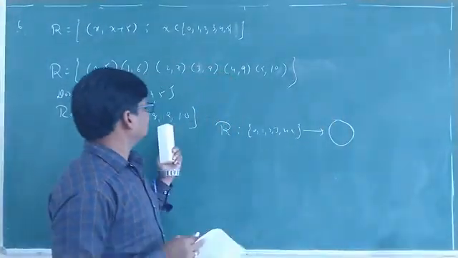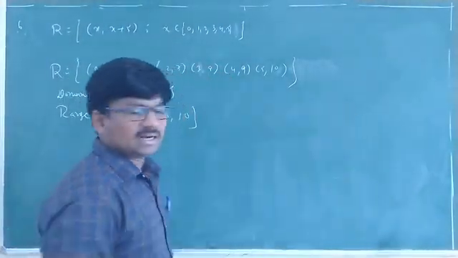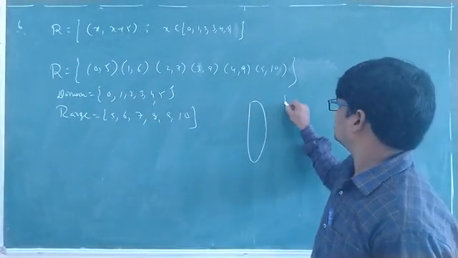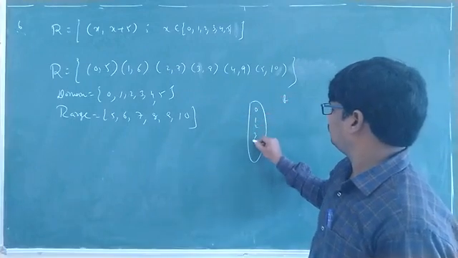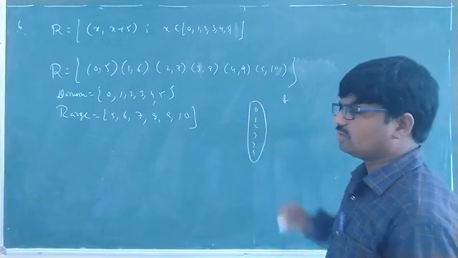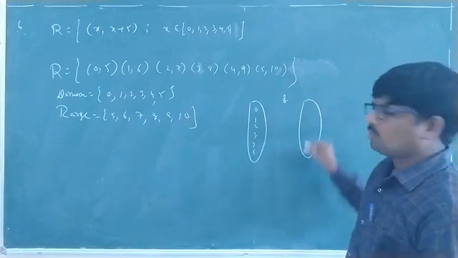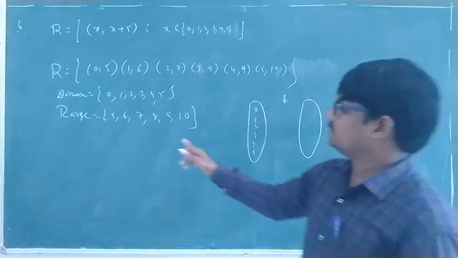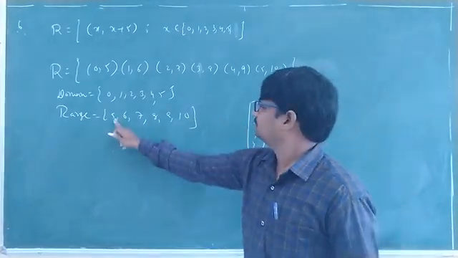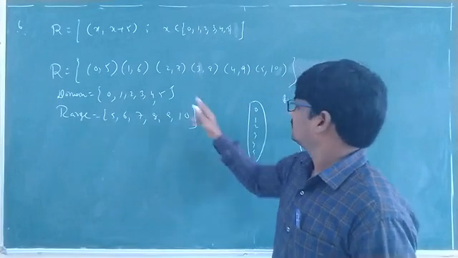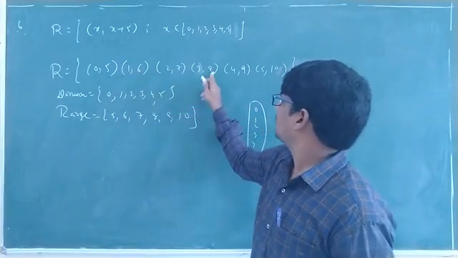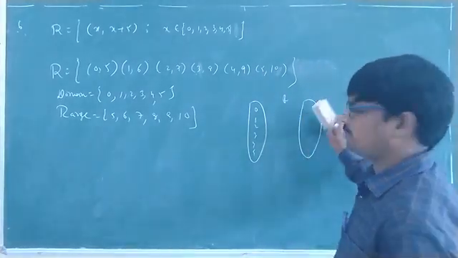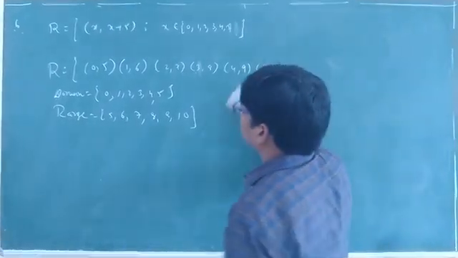What we got here is the relation. If you draw the diagram of this, it is the relation R. Here 0, 1, 2, 3, 4, 5 is given. The codomain we don't know, but the range we got. That means 0 to 5, 1 to 6, 2 to 7, 3 to 8, 4 to 9, 5 to 10. That is the relation. We got the range, but we don't know about the codomain. Okay. That is question number 6.